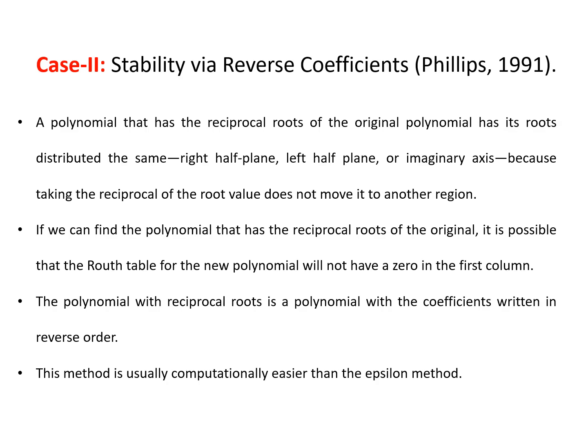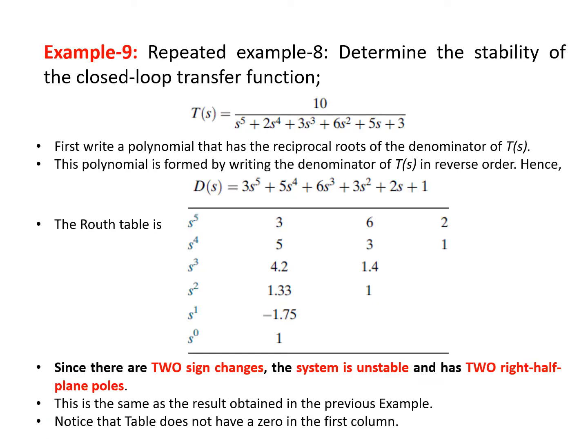Here, a polynomial that has the reciprocal roots of the original polynomial has its roots distributed in the right half plane, left half plane, or on the imaginary axis in the same way, because taking the reciprocal of the root value does not move it to another region. So if we can find a polynomial that has the reciprocal roots of the original, it is possible that the root table for the new polynomial will not have a 0 in the first column. So this could be avoided. Computationally this method is considered easier than the epsilon method.